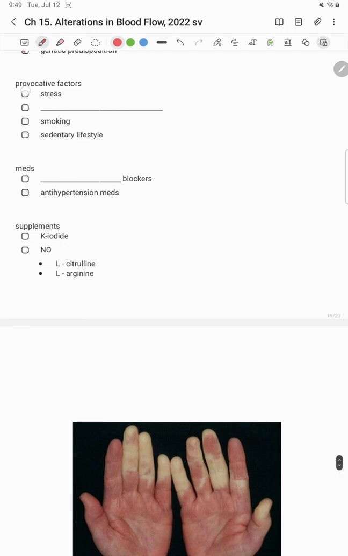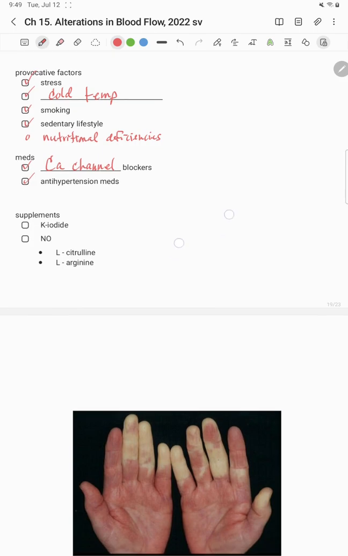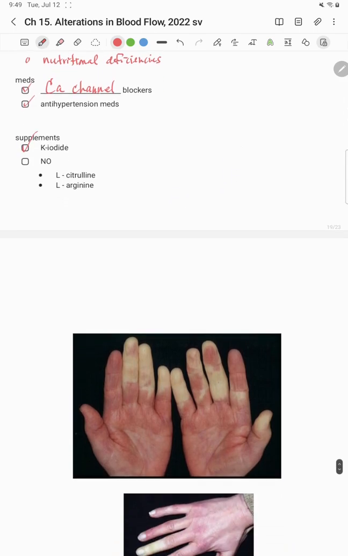Provocative factors for Raynaud's would be stress can make it worse, cold temperatures can make it worse, smoking and sedentary lifestyle, and also some nutritional deficiencies. Okay, medications such as calcium channel blockers can help, anti-hypertension medications. They can also supplement with potassium iodine, nitric oxide, which is your L-citrulline and L-arginine.